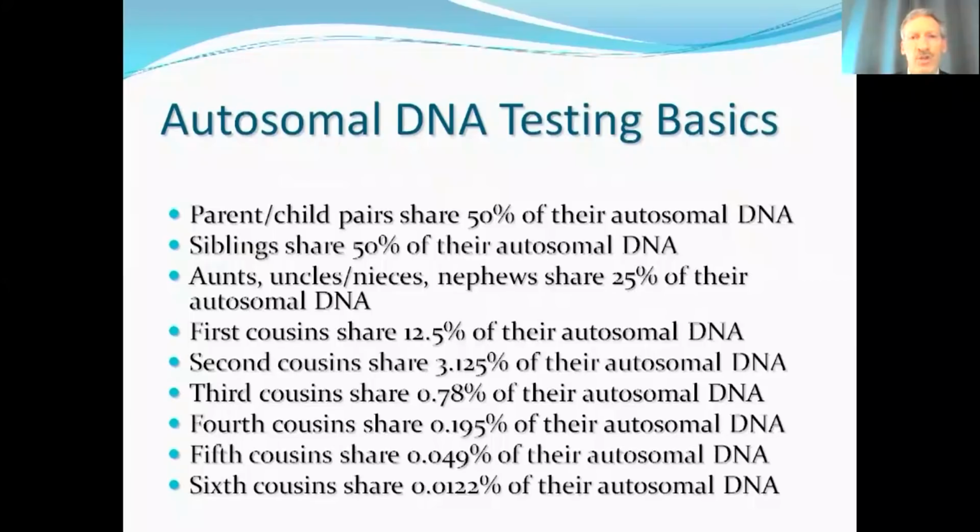Here's some other basics that you want to keep in mind. Parents and children share about 50% of their autosomal DNA. Siblings are sharing about 50% of their autosomal DNA. And when you get out to more distant relationships like first cousins, they're averagely sharing about 12.5% of their autosomal DNA. Finally, when you get out to sixth cousins, there's relatively little shared DNA in most cases. However, in some cases, there can be some fairly large segments of DNA that are shared even among sixth cousins.